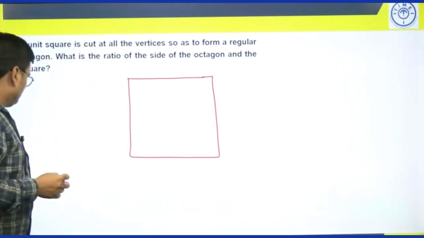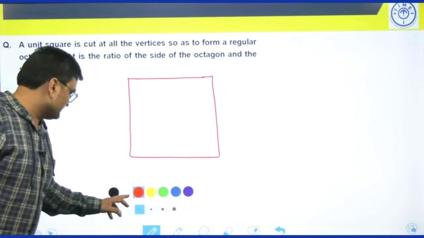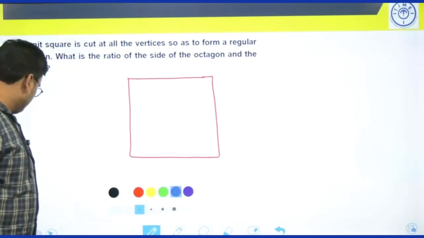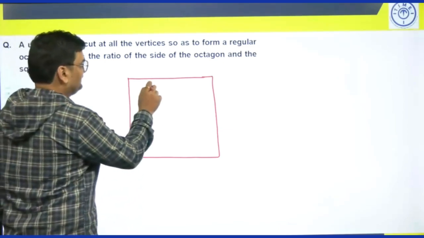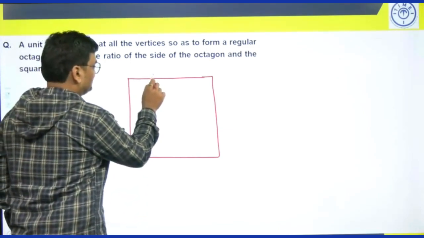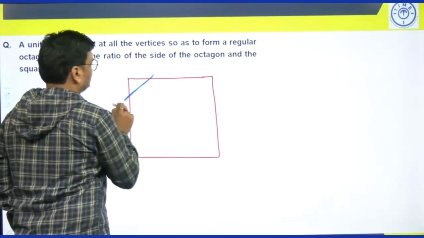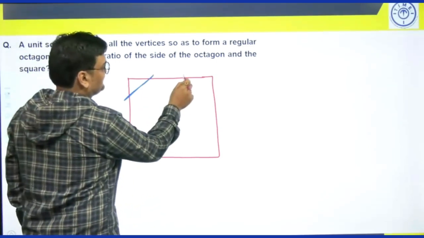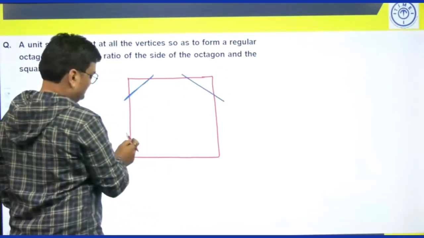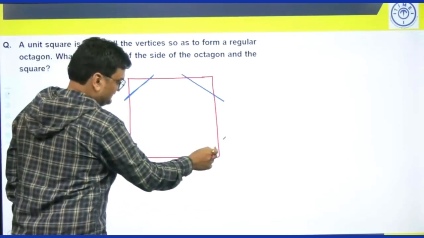Okay, it is a unit square. Now we are cutting at all the vertices so as to form a regular octagon. So one can imagine we are cutting like this. Maybe we are cutting away this part here, and this part here. So this part will go away. This part is gone and this part is gone.